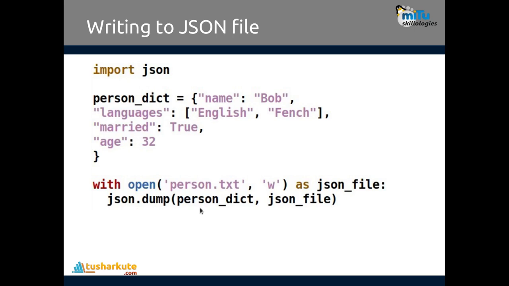Okay, what to dump? The person dictionary. This is what I am going to dump inside it. And what's the object name? json_file. That's the object in which this dictionary will be dumped, and automatically the file will be closed, as we know with open will close the file automatically once the operations are completed. So this is the way that we store the dictionary into the JSON file. Okay, let's try that practically.